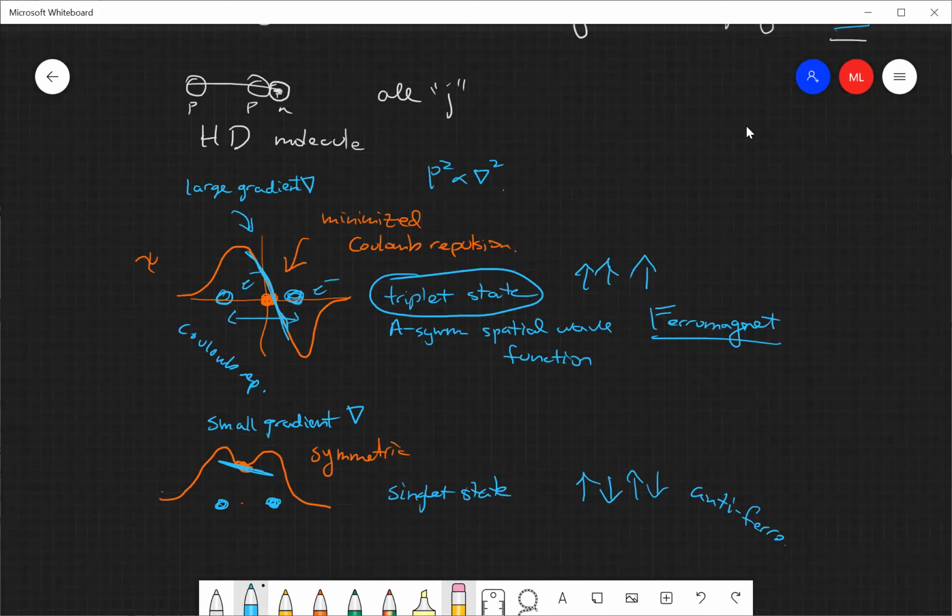Which is composed of a Coulomb interaction and a kinetic energy. Different trade-offs. In one case, you get more kinetic energy, but a smaller Coulomb repulsion. In the other case, you get a smaller kinetic energy, but a larger Coulomb contribution. So it's kind of fun to think about the interplay between that. And it's a consequence of the identical particle statistics of the electrons.